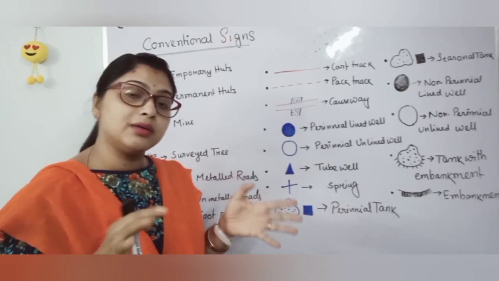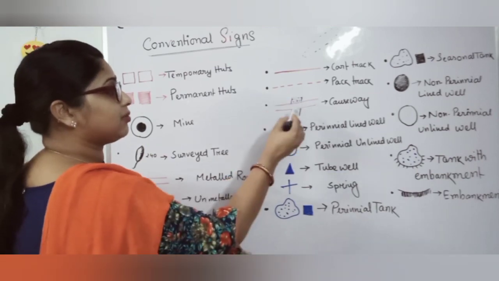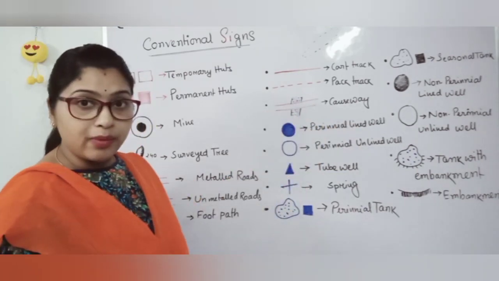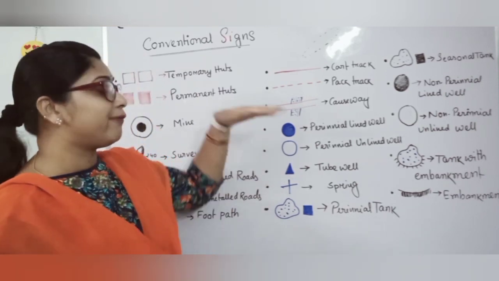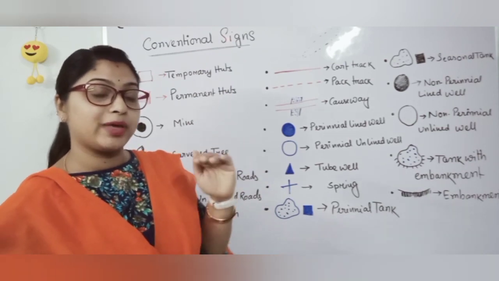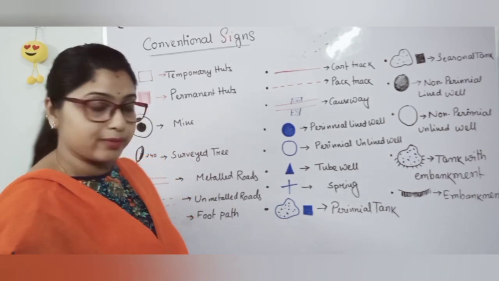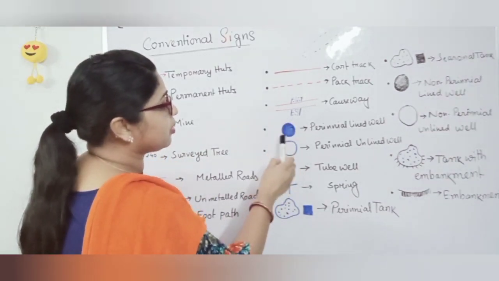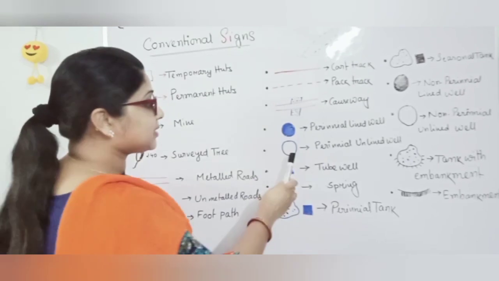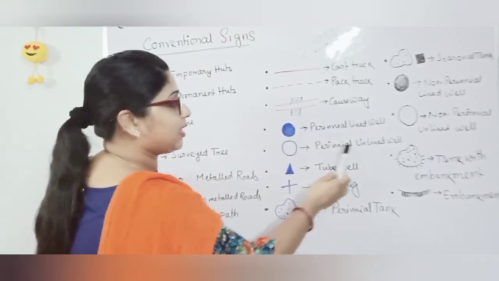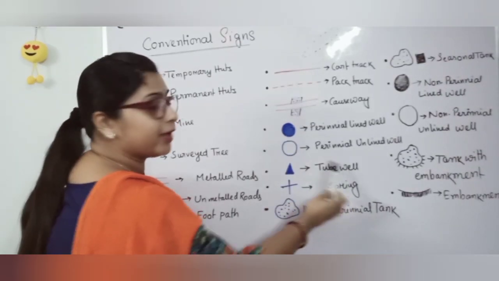Basically at the time of seasonal rainfall, people can move over this area. So that is a causeway. It is also showing the area is having scanty rainfall. That's why it is also, we can say, a little platform over which people can move from one side to the other side. Next, a circular form filled with blue color, that is perennial lined well. Next is the unfilled or hollow blue circle, that is perennial unlined well. Next, a triangular blue symbol is showing tubewell.